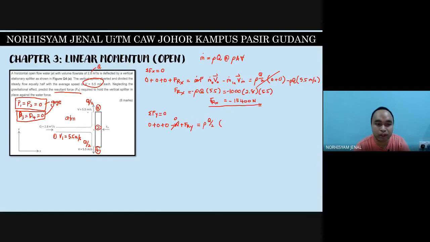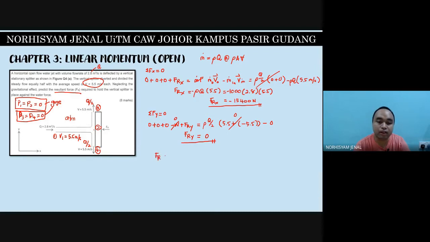Here will be 5.5 to the top, so positive 5.5. Plus to the bottom over here is negative 5.5. Meaning these two cancel each other out, so this becomes 0. And then minus m inlet v inlet, but if you check from here, the inlet, we don't have any y direction, it's only x direction, so it becomes 0 also. So your FRY should be equal to 0. So that's the answer for FRY.